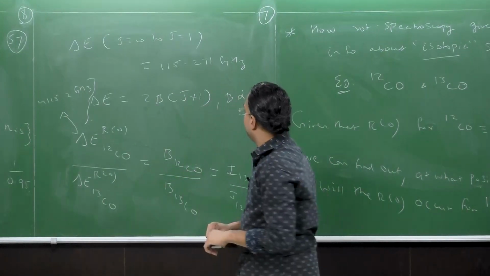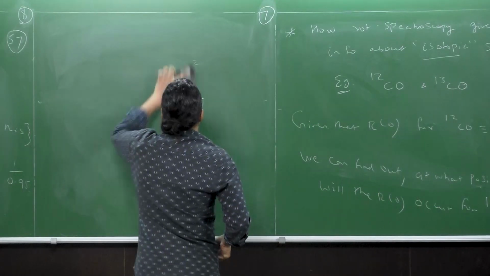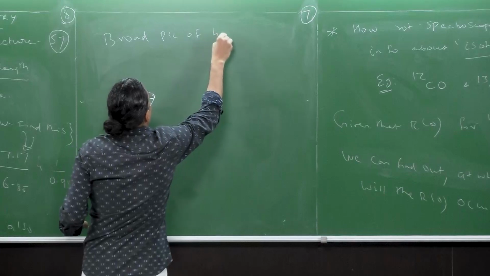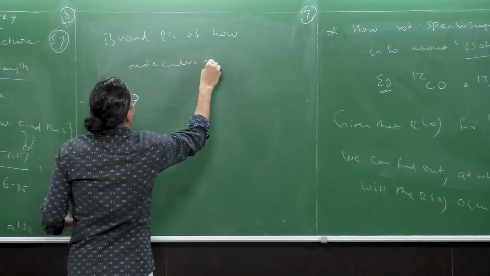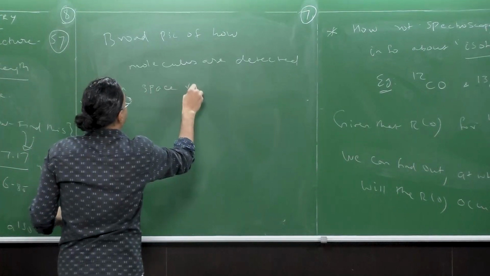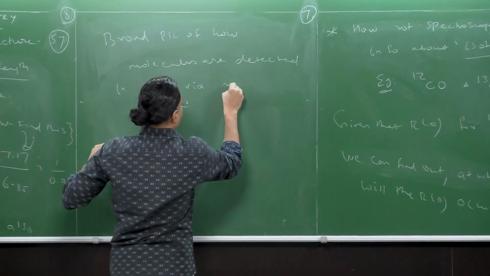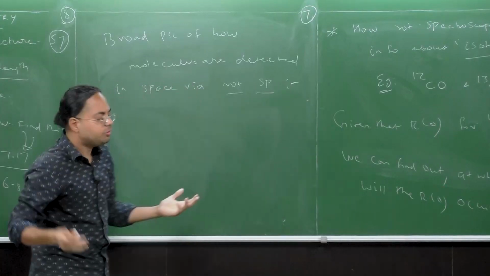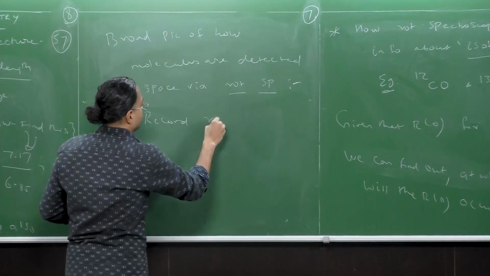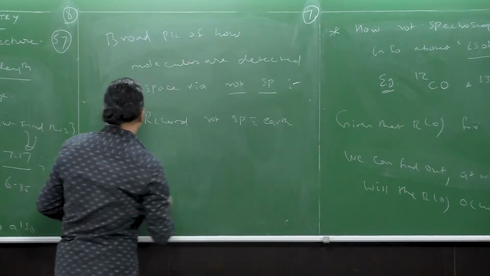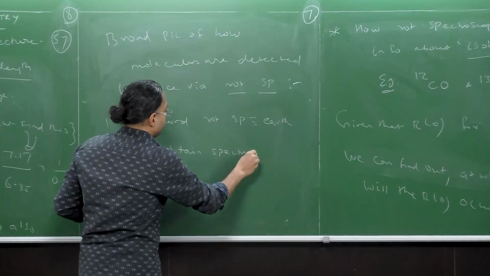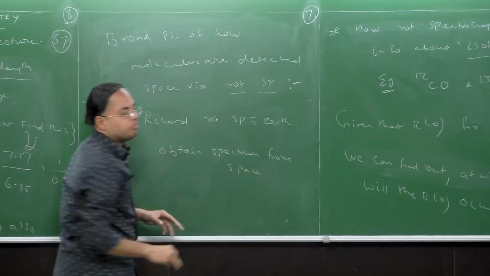As the last part of today's lecture, I shall give you a broad picture of how molecules are detected in space via rotational spectroscopy. The first thing, of course, is to record the rotational spectrum of the molecule on Earth. The next step is to obtain the spectrum from space. This is done via radio telescopy.